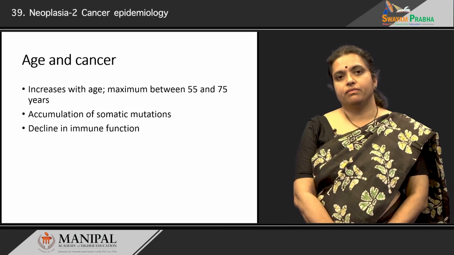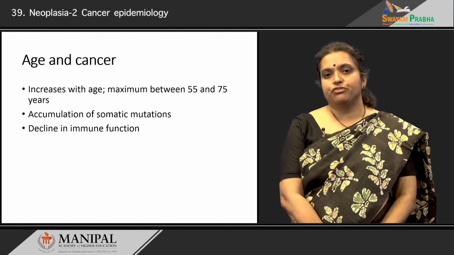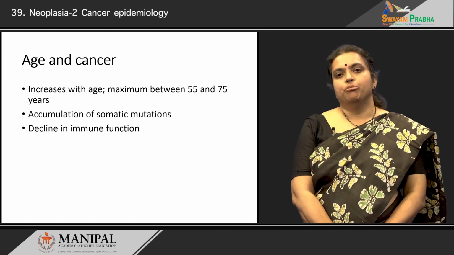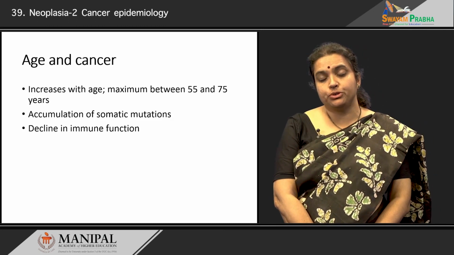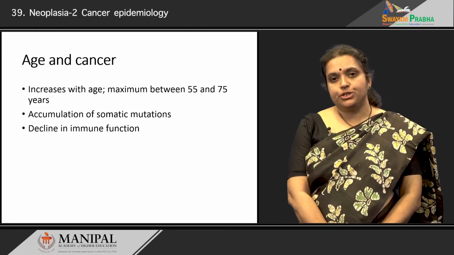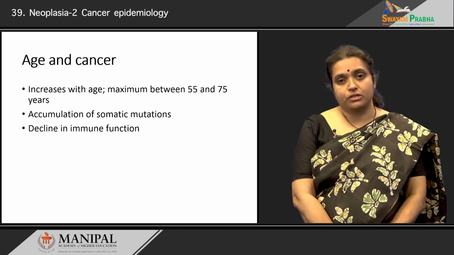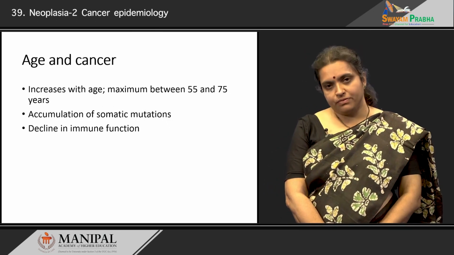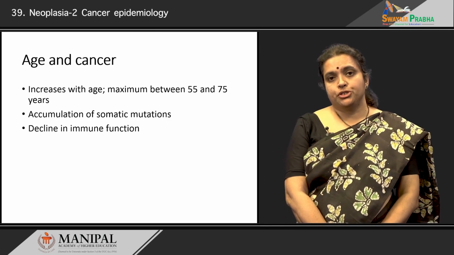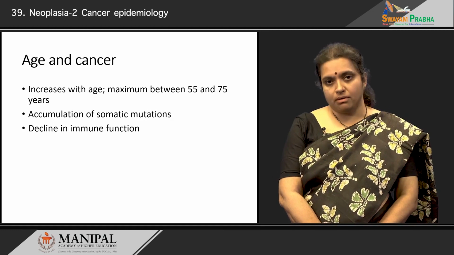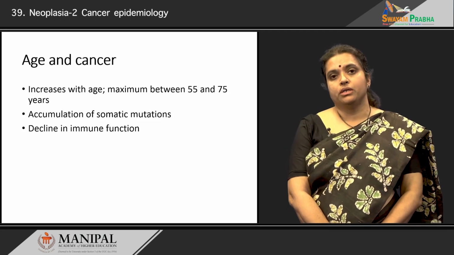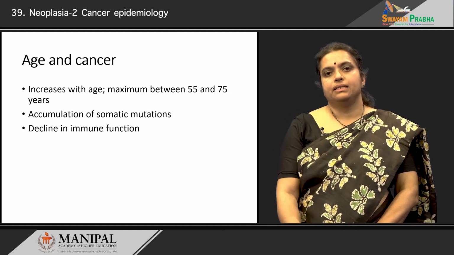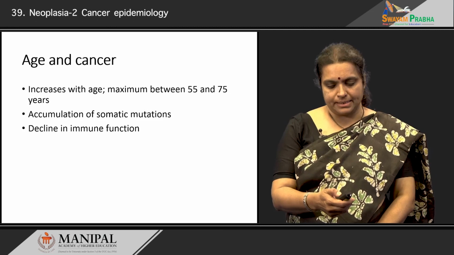Now, this is quite understandable because as we will learn later, the acquisition of mutations is what causes cancer, and as a person ages, you can expect that more and more mutations could accumulate in the cells, and that could lead to cancerous growth. And of course, with age you also have a decline in immune function. So, as we will be discussing later, tumors also are kept under control because of a good immunity, and as with age, since the immune function becomes less and less, these patients are more prone to develop cancer.